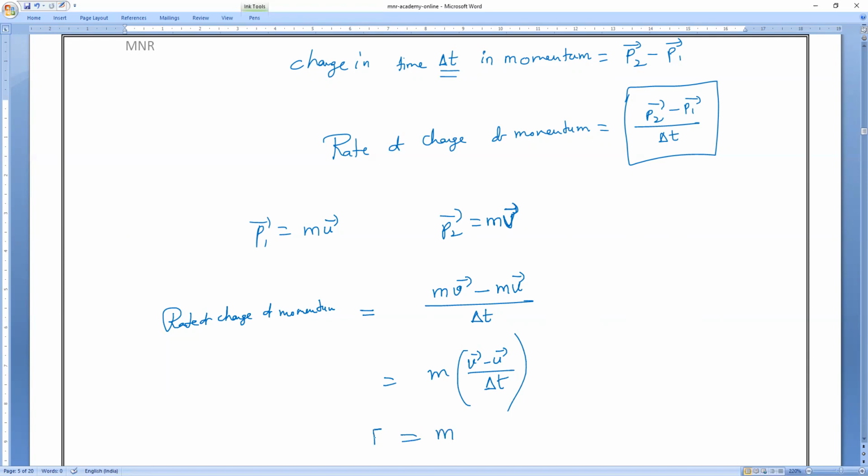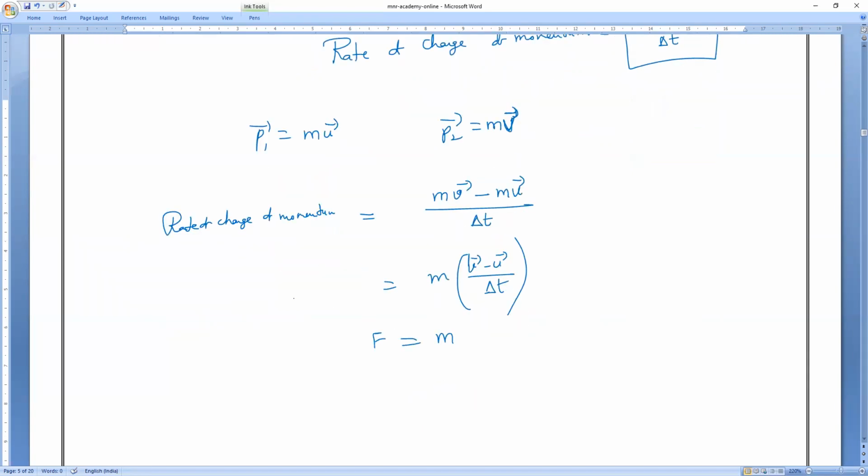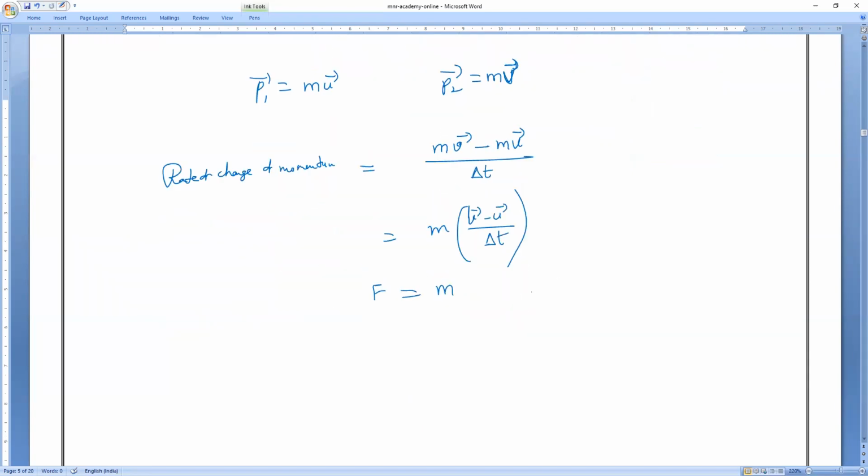Mass remains constant, so only the rate of change of momentum is what we call the second law. So F is equal to m into final velocity minus initial velocity by delta t, which is equal to something. Can you tell me? What is that? Acceleration. Acceleration is equal to change in velocity by change in time period. One doubt, sir: rate of change of momentum means the force acted on it? Yes, rate of change of momentum is equal to force, correct?